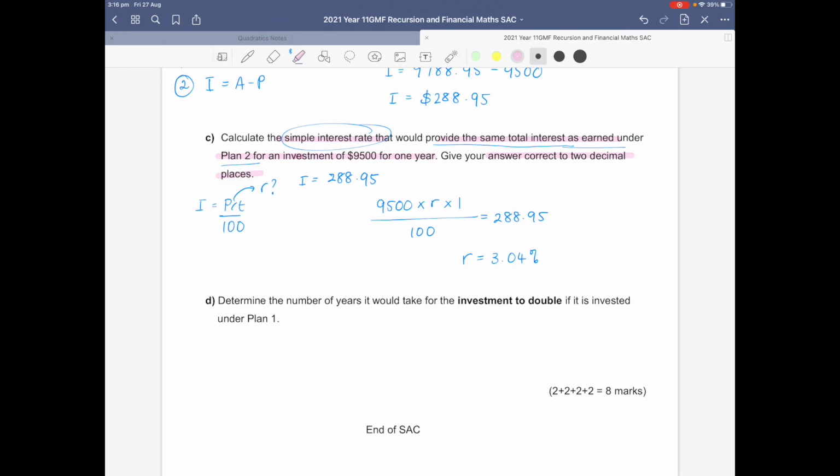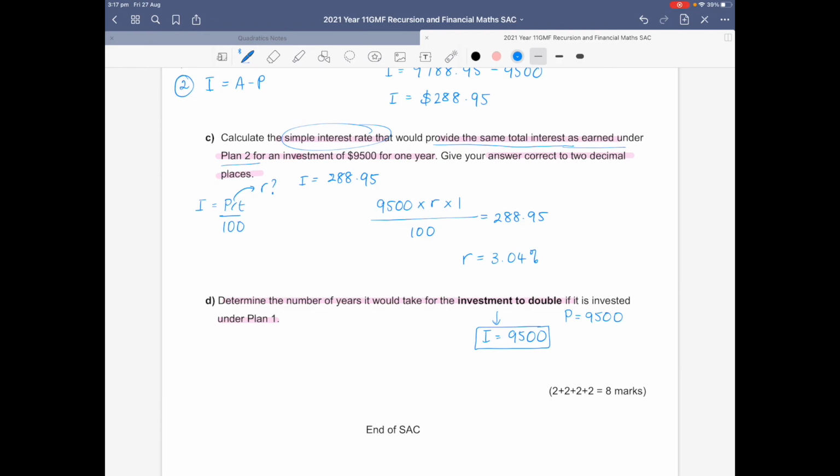So this question says to determine the number of years it would take for the investment to double if it is invested under Plan 1. Okay, so with this particular question, for the investment to double, that would mean that the amount of interest earned was $9,500, right? Because remember, the principal is $9,500. If the investment is to double, that means that Alan has earned $9,500 in just interest.